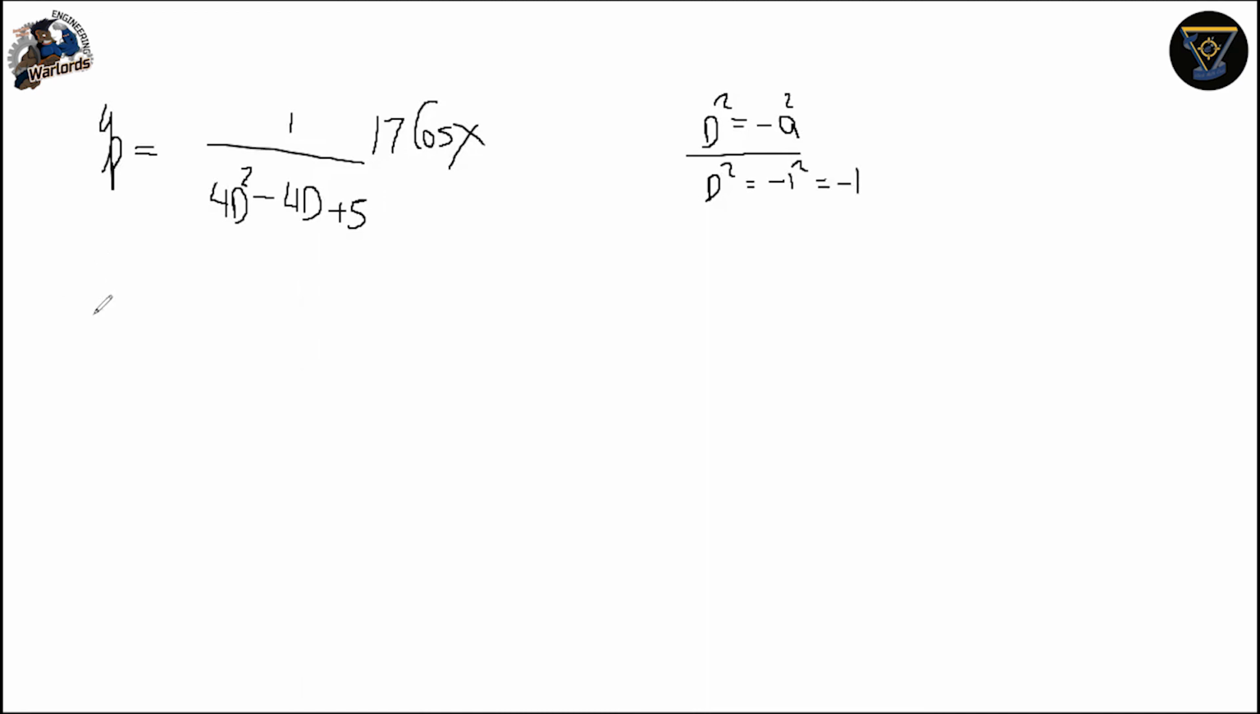So we have yp is equals to 1 over 4. Remember that d squared is negative 1, so you have minus 1. I have minus 4d.